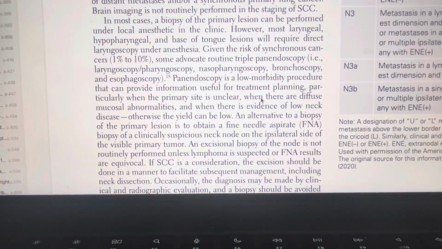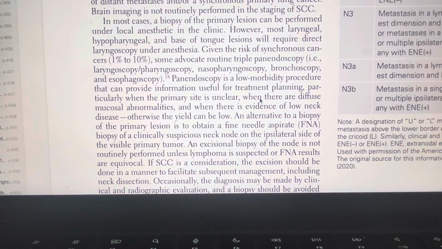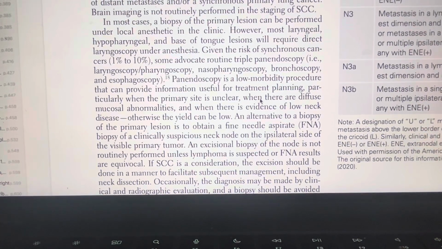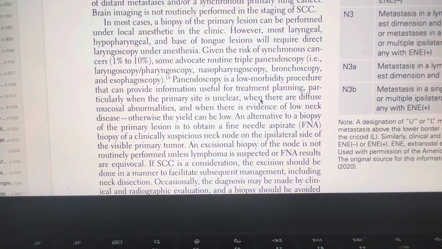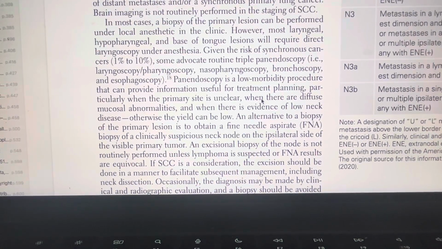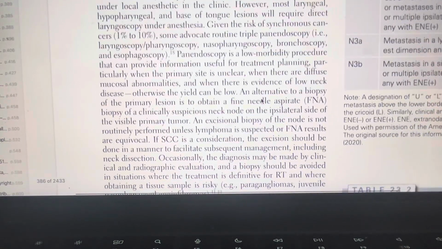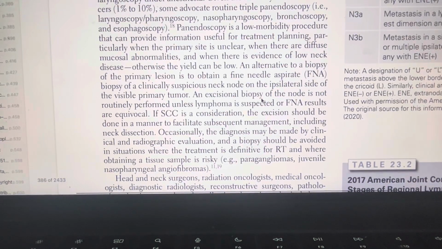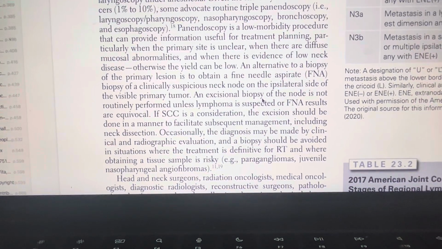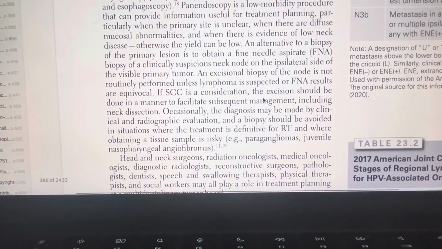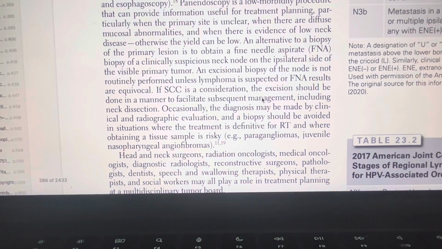An alternative to a biopsy of the primary lesion is to obtain a fine needle aspirate biopsy of a clinically suspicious neck node on the ipsilateral side of visible primary tumor. An excision biopsy of the node is not routinely performed unless lymphoma is suspected or FNA results are equivocal.